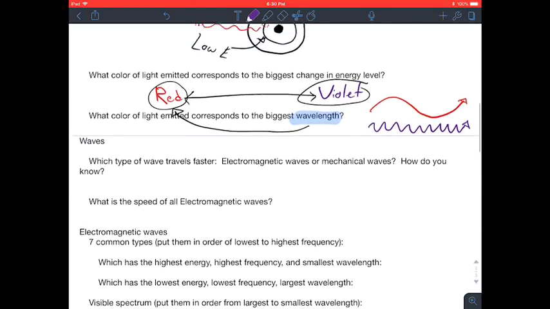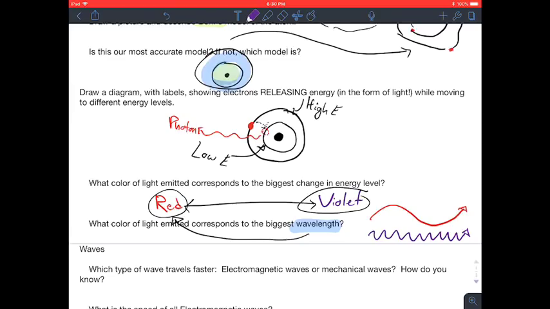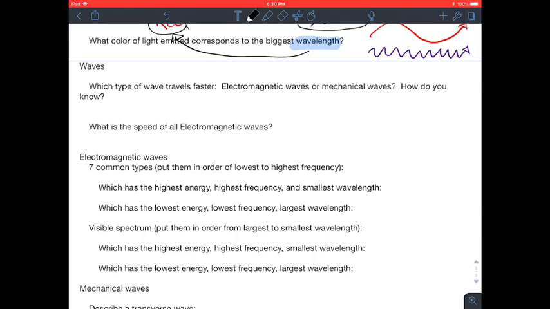So that kind of gets us through the basic models of the atom, a little bit about light and how light is produced with the models of the atom. So let's talk about waves. Which type of wave travels faster, electromagnetic or mechanical waves? How do you know? Remember when we talked about electromagnetic waves, these are all types of light, right?